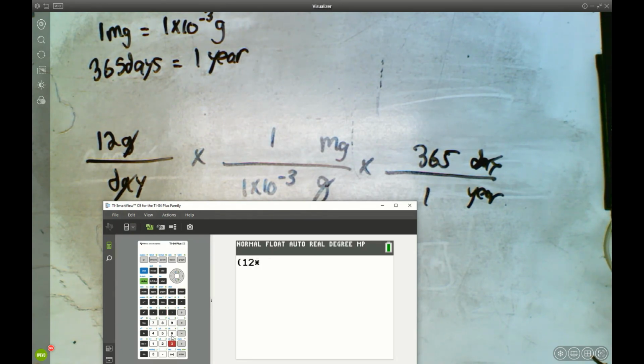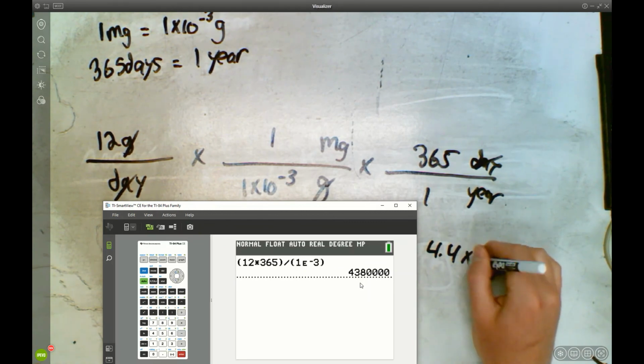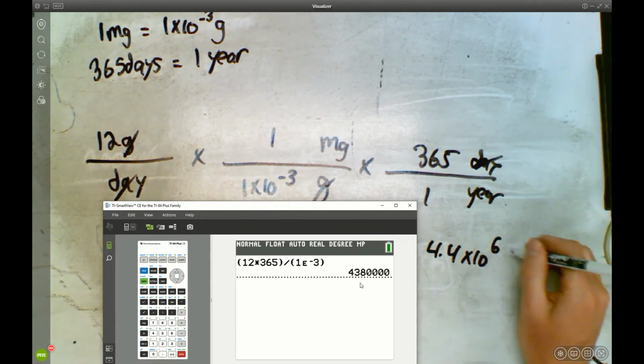(12 times 365 divided by 1e negative 3. We end up getting, to 2 Sig Digs, 4.4 times 10 to the 36, and that's milligrams per year.